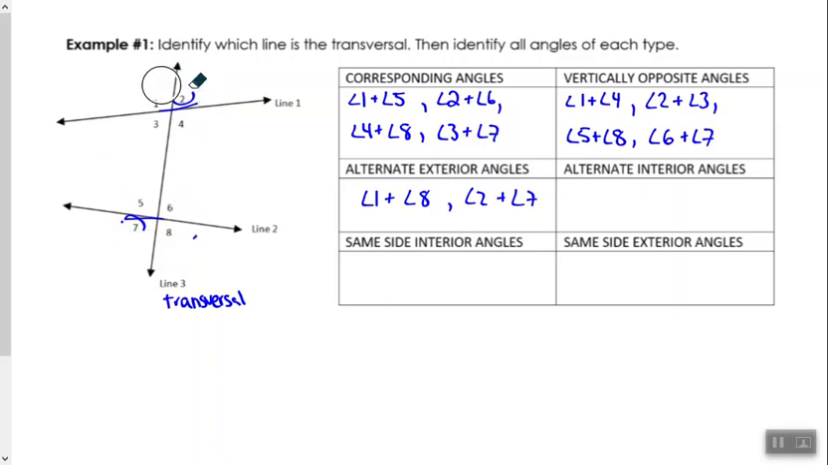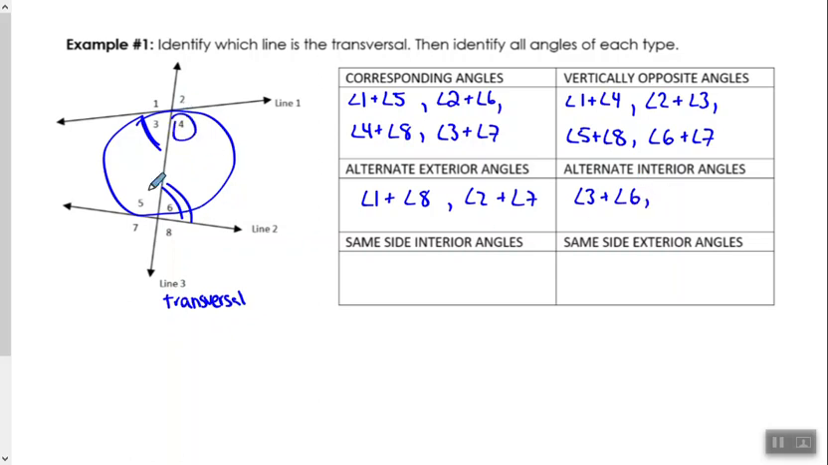Alternate interior angles is, here's my interior angles, and then alternate, so on opposite sides of the transversal. So if I'm looking at 3, then alternate interior is going to be 6. And if I'm looking at 4, alternate interior, so opposite side of the transversal, and interior angle is going to be 5.